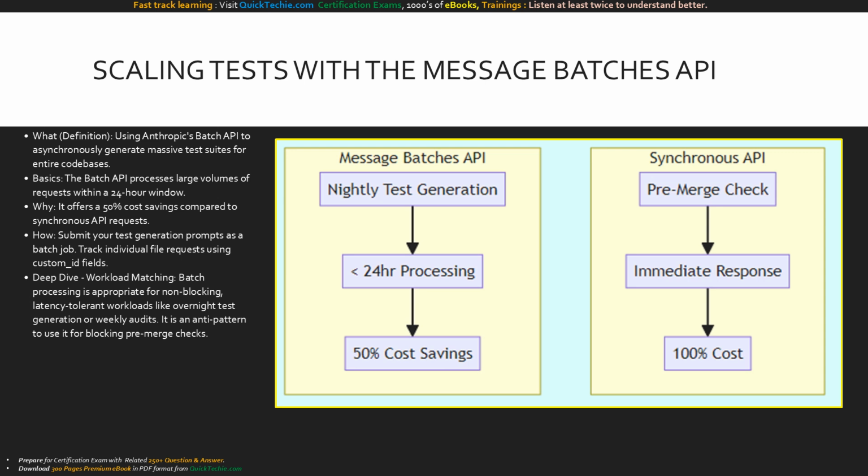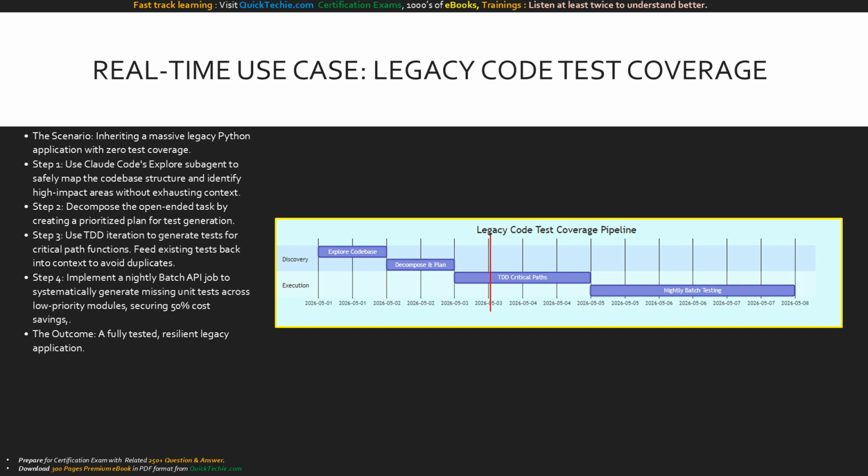Let's bring this all together with a real-time use case, adding test coverage to a massive legacy application. Step 1. We deploy the Explore subagent to map the codebase and identify high-impact functions without cluttering our main context window. Step 2. We decompose this massive open-ended task by creating a prioritized test generation plan. Step 3. We utilize TDD iteration to generate robust tests for critical path functions, ensuring we feed generated tests back into the context to prevent duplicate scenarios.